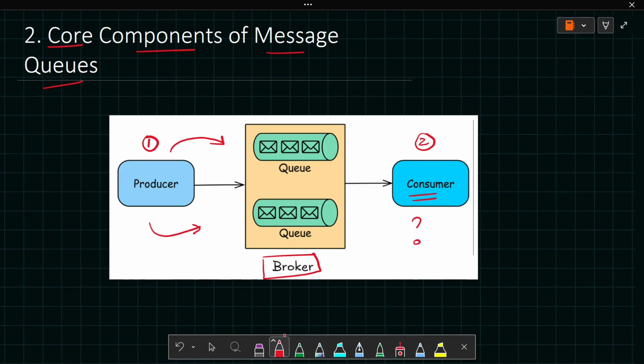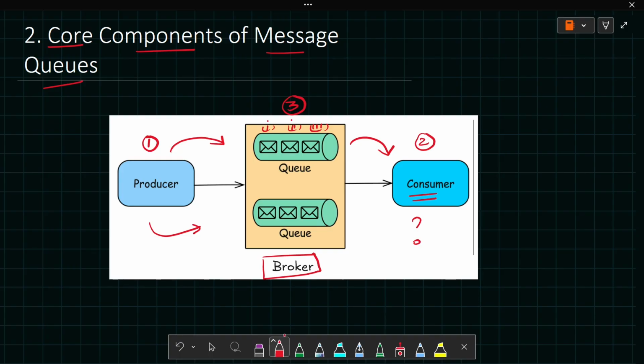Then we have the consumer. What is a consumer? Consumer is the entity which reads the message from the message queue. The consumer pulls the message from the queue and processes them. The consumer doesn't know about the producer as well, and vice versa. And then we have the queue, which is the actual component. We have the message queue, the data structure which stores the messages until they are consumed. So it is holding the messages. Suppose this is message 1, this is message 2, and this is message 3.